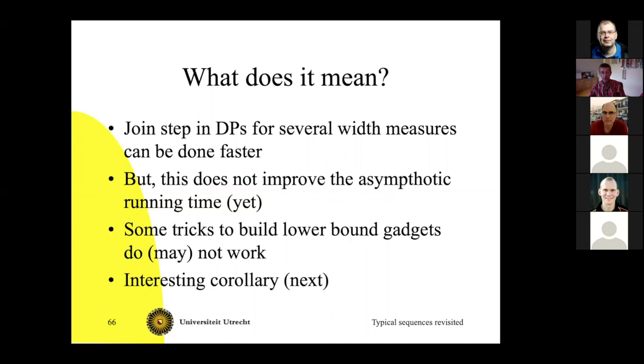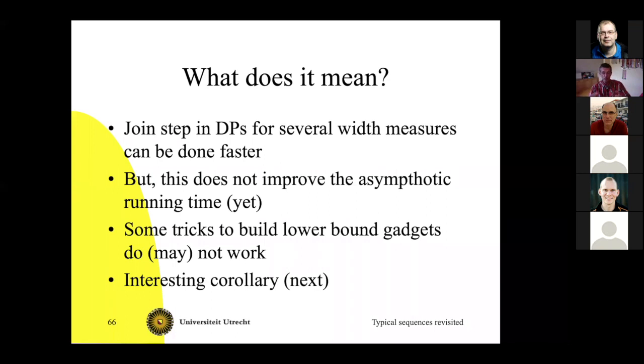Unfortunately, it does not improve the asymptotic running time yet, because basically at this point, the blow up comes from the introduce and the forget nodes. In particular, the blow up is generated by introduce nodes. And you still get for all these algorithms the same asymptotic running times. It also shows that some of the tricks you might want to use for building lower bound gadgets may not work.